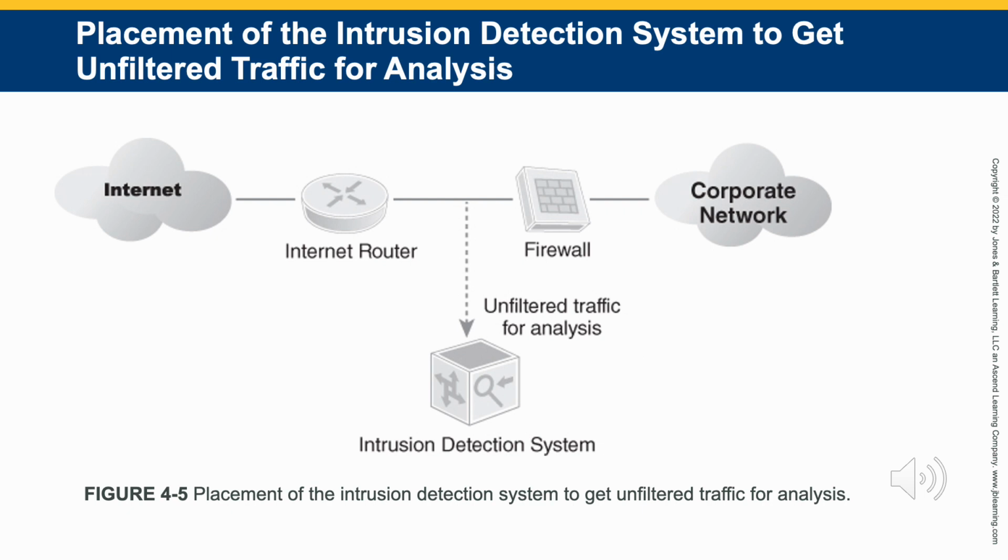Placement of the intrusion detection system to get unfiltered traffic for analysis. So in this example, we look, the internet is on our left. We have our internet router, which could be managed or unmanaged, that we manage corporately, or we have a provider that manages it and gives us the handoff, and then we put that IDS in front of our firewall before the firewall pre-filters any traffic.